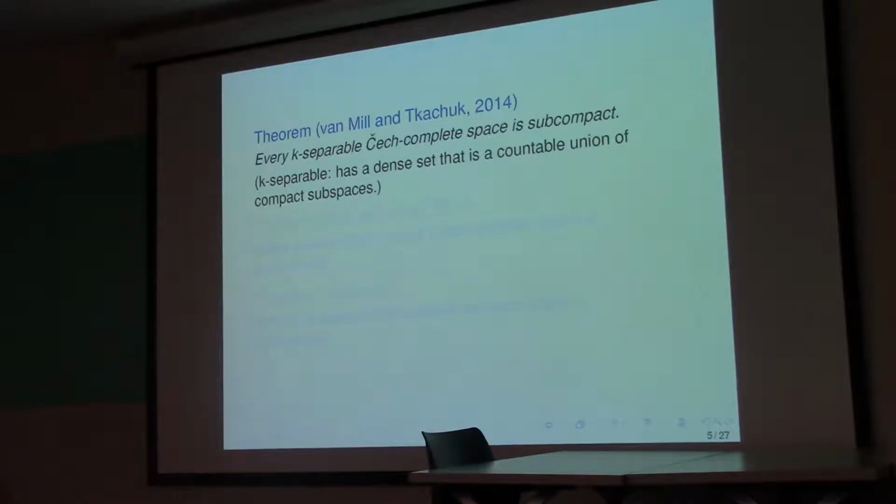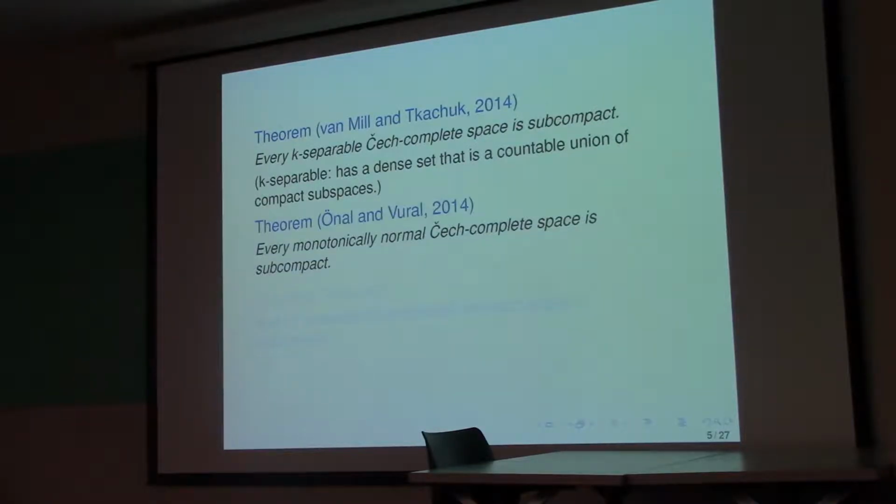Okay, so Van Mill and Kunen proved that a special class of Čech complete spaces are subcompact, so-called K-separable spaces. K-separability is a generalization of separability. A space is K-separable if it has a dense subset that is the countable union of compact sets. In fact, they proved that if you have a Čech-complete space that has a dense subset that is the countable union of closed subcompact subspaces, then it is subcompact.